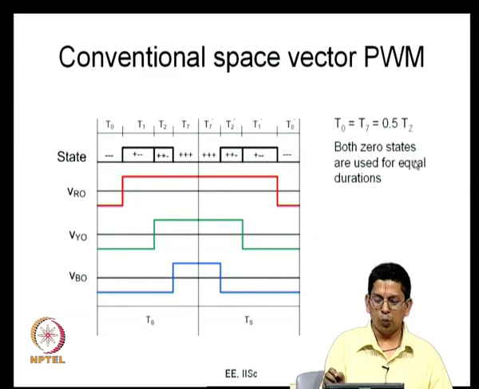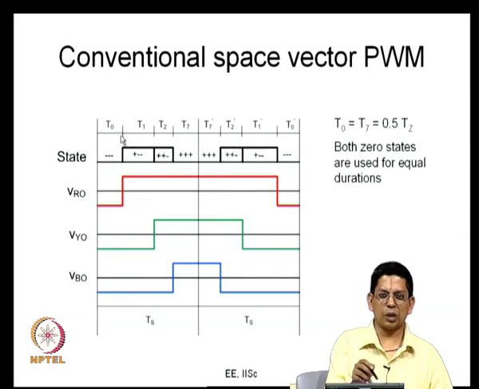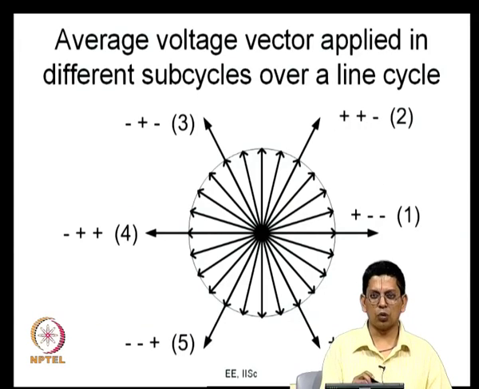So, what you are doing is both the 0 states are applied for equal durations of time, that is kind of conventional wisdom. You can apply your null vector using either this option or that option, by keeping all the bottom devices on or keeping all the top devices on. What do I do? Do it both equally, apply this for half the time, apply that for half the time. It is a simple logic, and you just do this, and that is conventional space vector PWM. As I mentioned, we will discuss more of this later now.